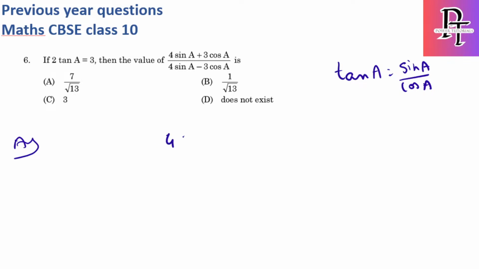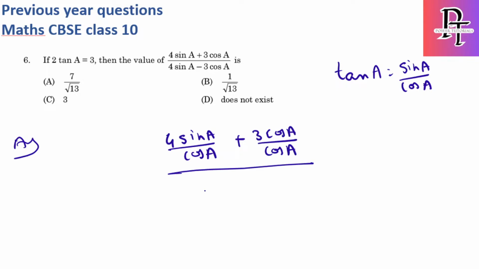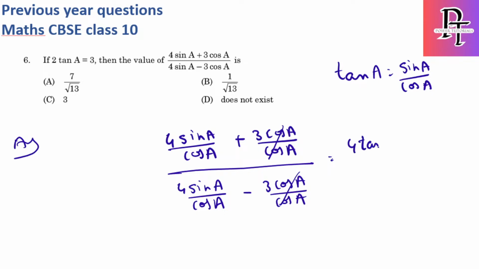So now this becomes 4 sin A by cos A plus 3 cos A by cos A, by 4 sin A by cos A minus 3 cos A by cos A. Cos A cancels, cos A cancels. Sin A by cos A is tan A. So this becomes 4 tan A plus 3 by 4 tan A minus 3.